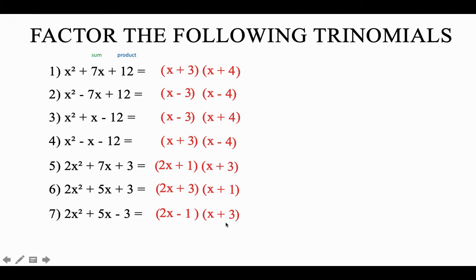So the outer term, when we multiply, gives 6x. The inner term is negative 1x. When we add 6x plus negative 1x, this will give us positive 5x.